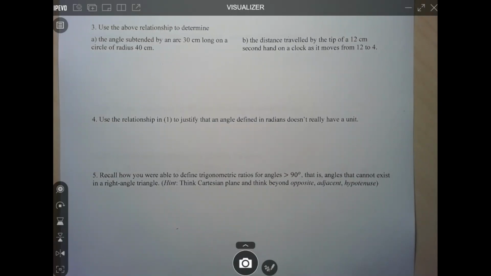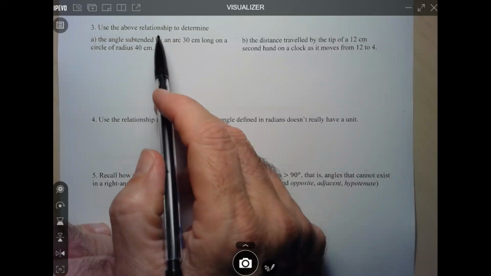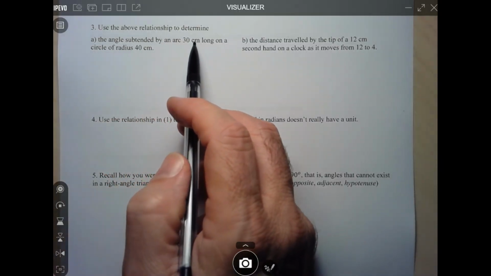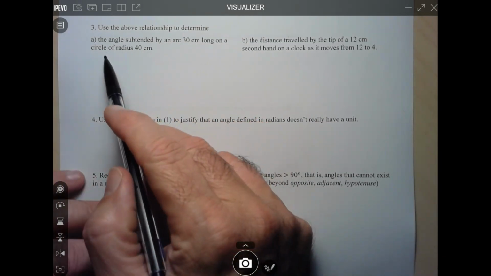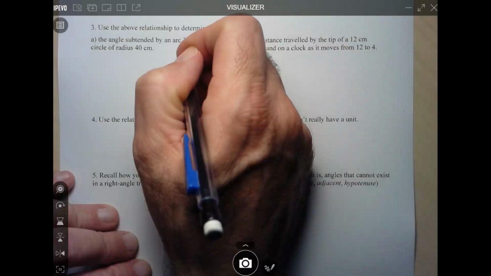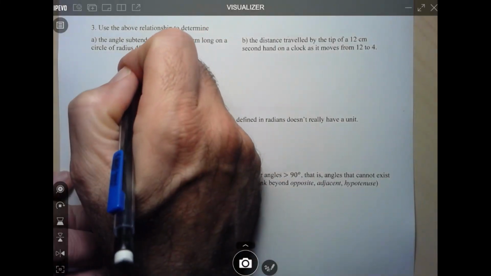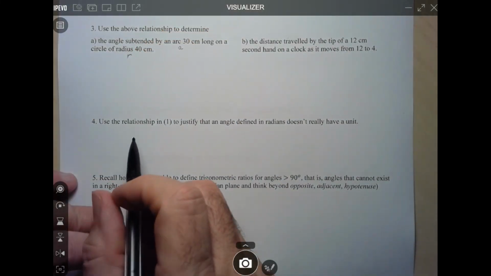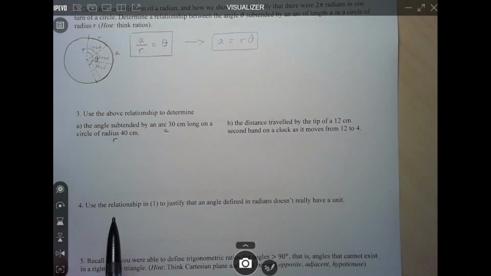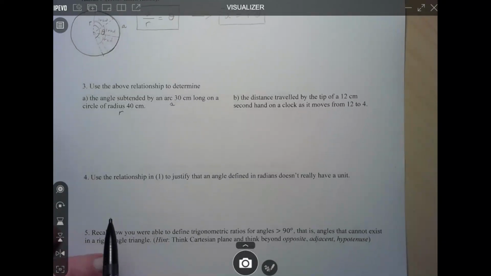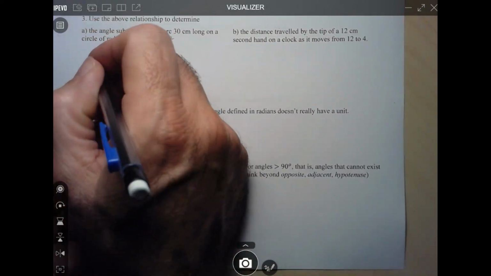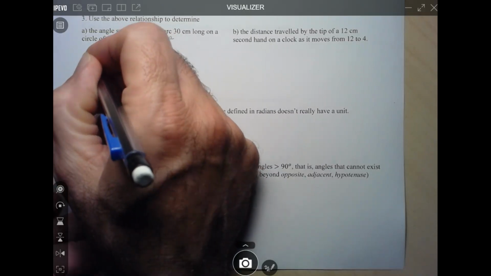All right, so we're back here, and it says use the above relationship to determine, in the first case, the angle subtended by an arc of 30 centimeters along a circle of radius 40 centimeters. So here we see that they give us A and they give us r. And so using this relationship, we'll be able to calculate the angle that's produced by this arc length. So again, imagine a circle.